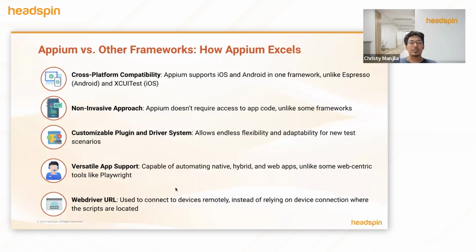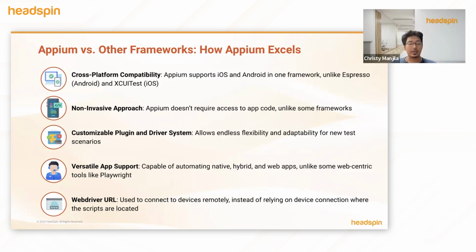Now, Appium versus other frameworks. As I've talked about, cross-platform compatibility is the key feature of Appium, and it's a very useful feature when you think about it. You can basically have just one kind of automation framework running on any kind of iOS or Android based application, be it hybrid or even a native application. Non-invasive approach essentially means you don't have to dissect your application to get the information. Next is versatile app support. Native, hybrid, and web applications are all supported with the help of Appium.